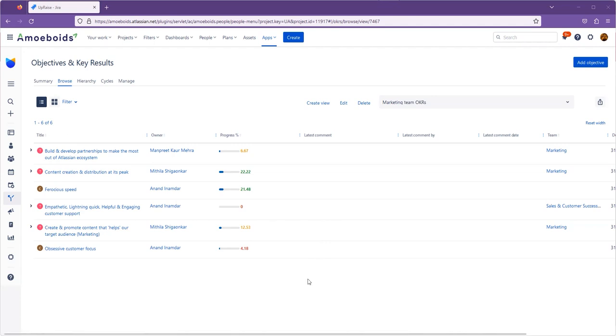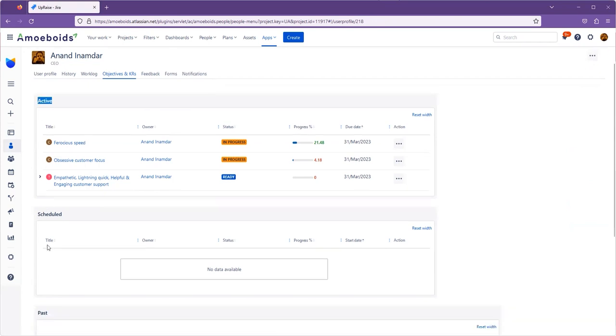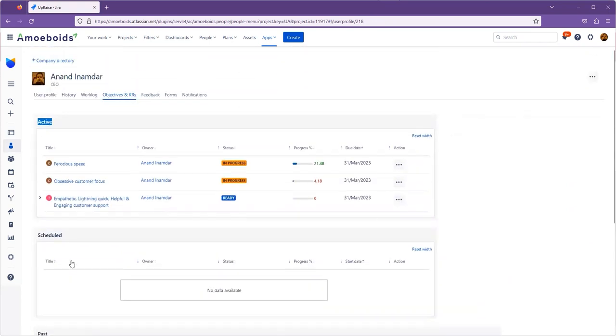So let's first look at the user profile page. I'll click on this name here, and that will lead me to the user profile page. There are multiple tabs on the user profile page, one of which is objectives and key results. On this tab, there are three buckets: active, scheduled, and past. So it's pretty evident what this tab does.